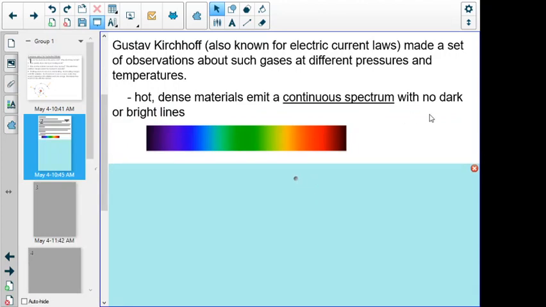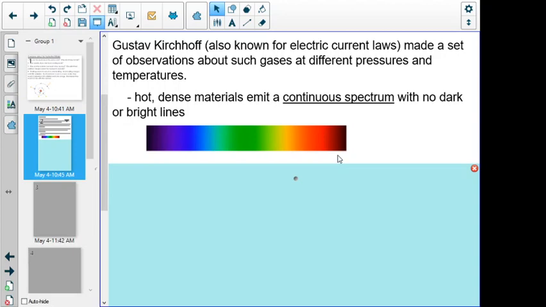So, hot, dense materials emit a continuous spectrum. There's no dark lines, there's no bright lines, it's just a uniform continuous spectrum from violet through blue, green, yellow, orange, finally red. Of course, these things also emit in the UV and in the infrared, it's just we don't see that. This could be something solid, like a chunk of metal that we heat up. It could also be a gas that's condensed very, very tightly, like molten metal. That makes this continuous spectrum.